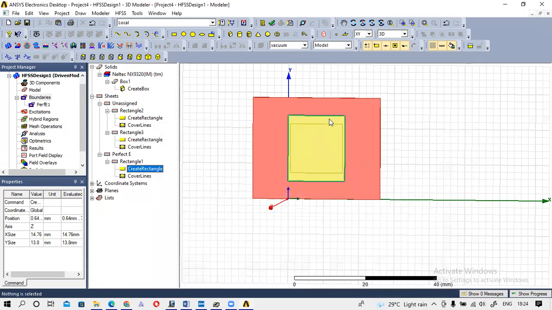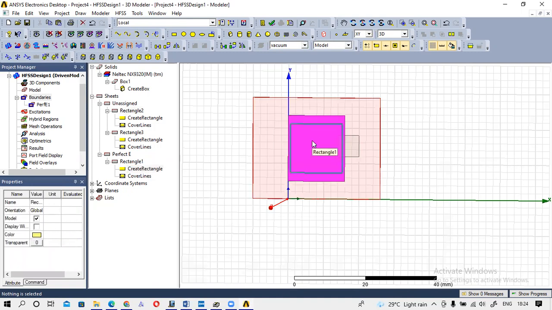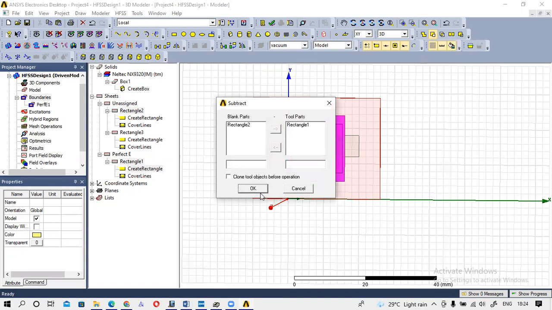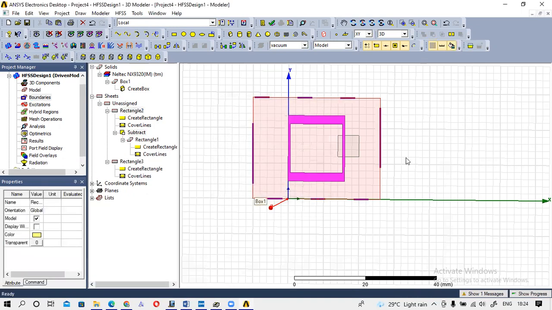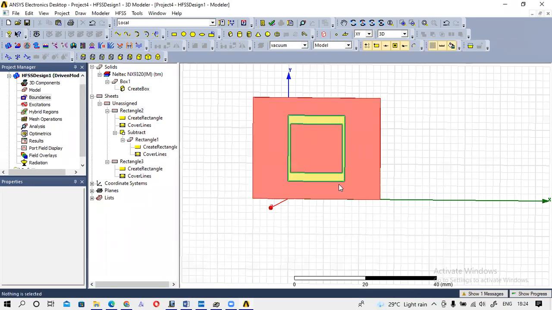So we have these two rectangles. Now I am going to subtract. I hold Control, select this rectangle and then select this rectangle. Now you can see that subtract is highlighted. Then I can subtract. Okay, so you can see that now we have the subtract.